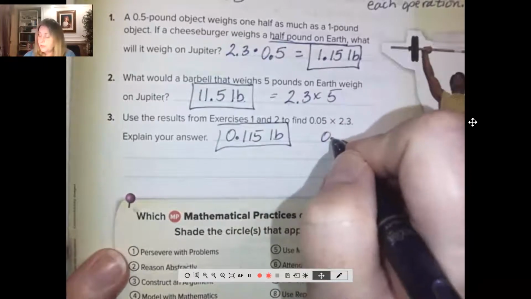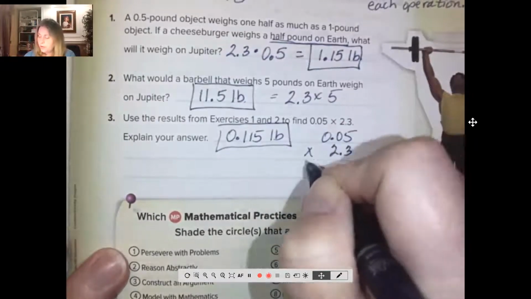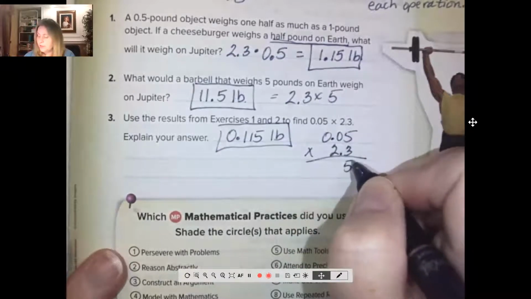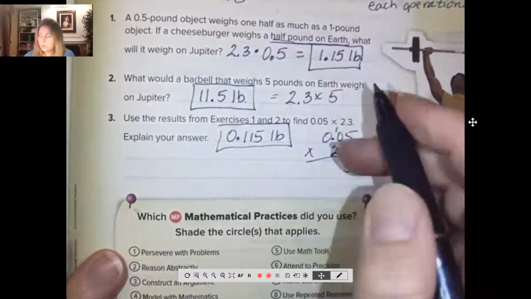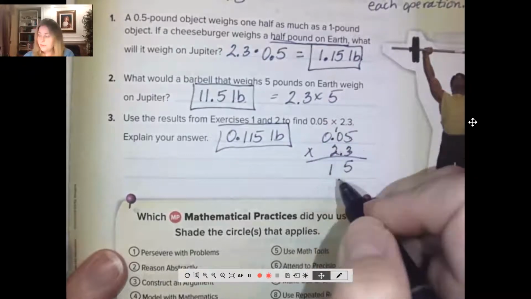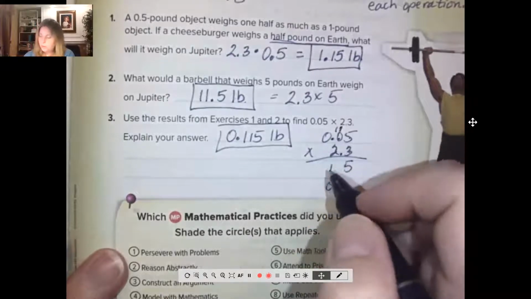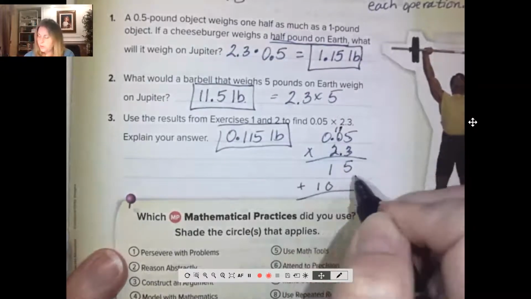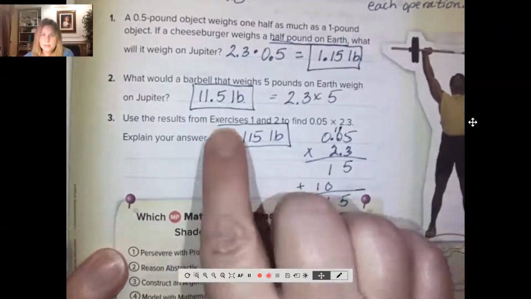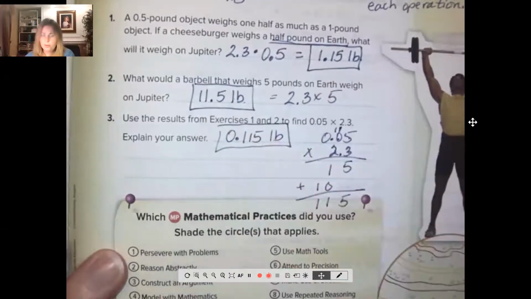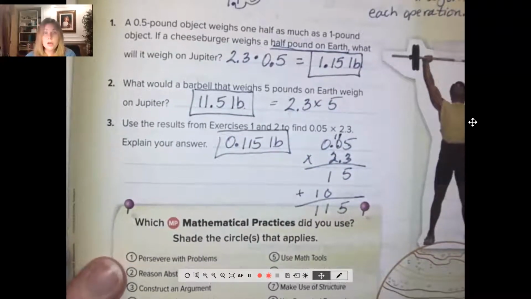So 0.05 times 2.3, 3 times 5 is 15. Write the 5, carry the 1. 3 times 0 is 0, plus the 1 we carried is 1. 2 times 5 is 10. Write the 0, carry the 1. 2 times 0 is 0, plus the 1 we carried is 1. So we have 5, 1, and 1, and we're not surprised. We expected to get those numbers, 115, 115, 115. The question was just, where is our decimal place going to belong here?